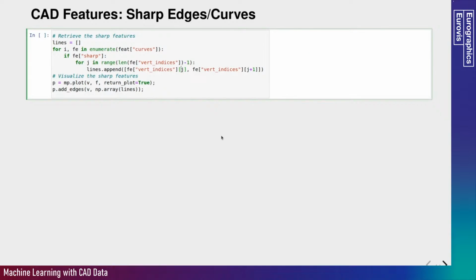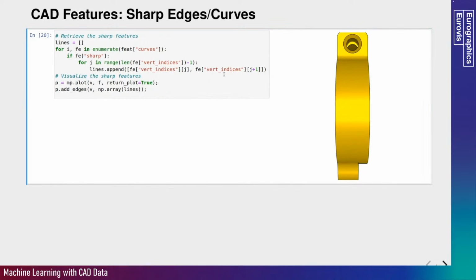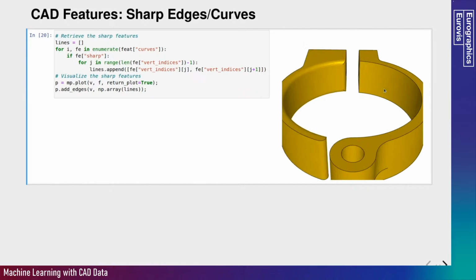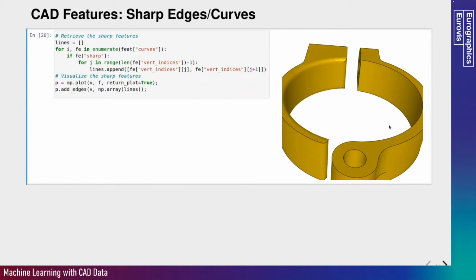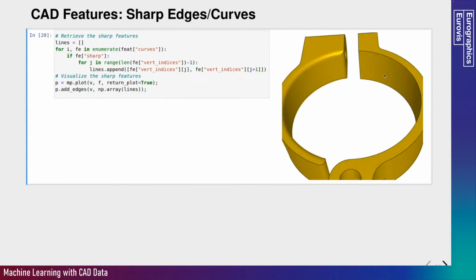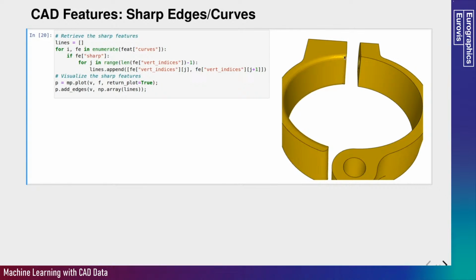Another feature we want to train a machine learning model on later are sharp edges or curves. ABC brings this with it as well. So let's see how this looks. This is the same model again, but now with the sharp features or sharp edges. As you can see, the black parts are all sharp edges or curves, and they are basically defined by two adjacent patches whose normals differ by a certain degree.